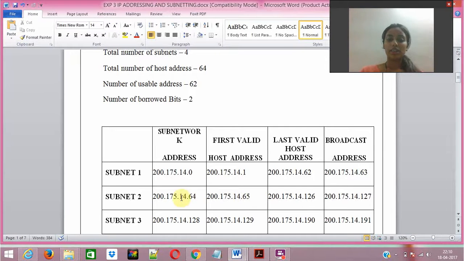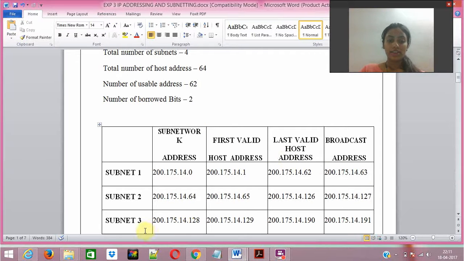So in subnet 2, the first valid address will be 200.175.14.65, since we cannot use the subnet address and the broadcast address. The next subnet will start from 128. So the broadcast address will be 200.175.14.127, and the last valid address will be the broadcast address minus 1, that is 200.175.14.126.